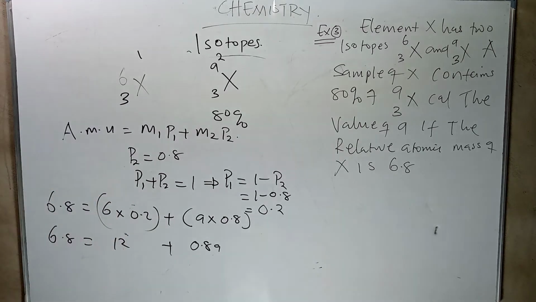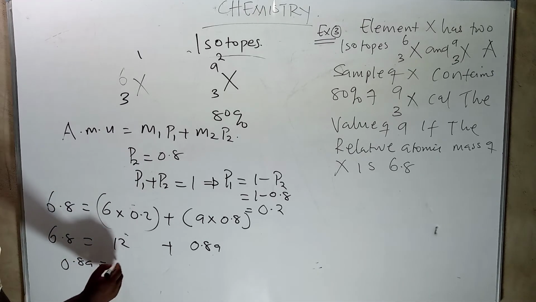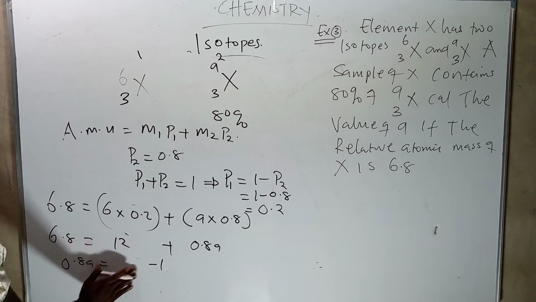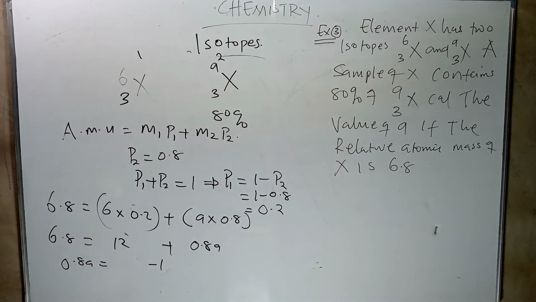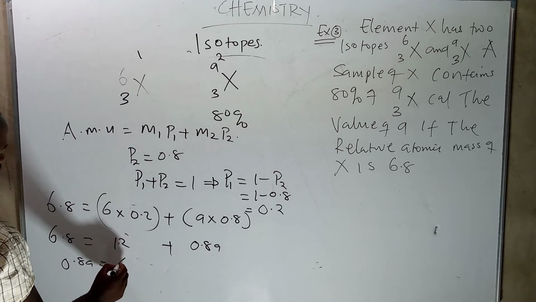So all you need to do is collect like terms. So 0.8A is equals to 6.8 minus 1.2. So in this question, this is 1.2. So we'll collect like terms.